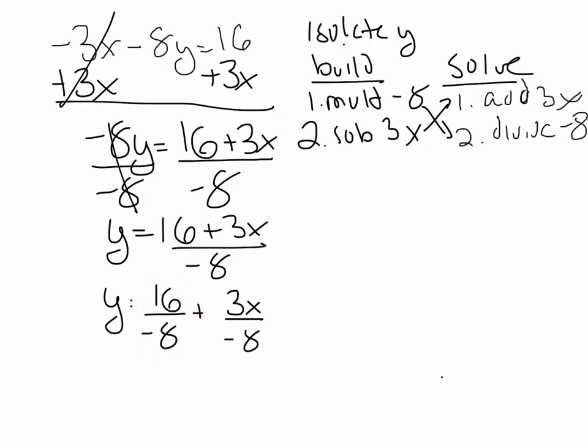16 divided by negative 8 gives me negative 2. I can't divide 3 and 8 and not get a decimal, so I want to keep this as a fraction. But I'm going to divide the positive by a negative, and my sign is going to be negative 3 over 8 times x.